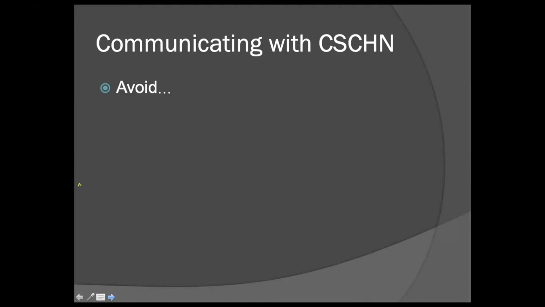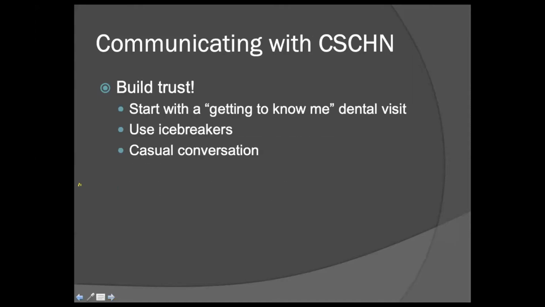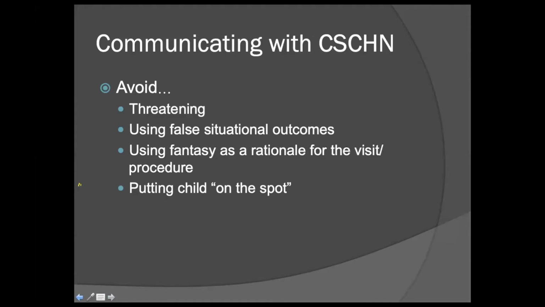Let's talk about what are the things you should avoid first when communicating with children with special needs. So avoid threatening. Okay? Pag hindi mo to ginawa, whatever. So pag hindi ka naupo dyan, ganito mangyayari. So hindi maganda yun, di ba? And number 2, using false situational outcomes. So ano ibig sabihin nito? If I don't clean your teeth, example lang ha, you will not eat cake anymore. Of course, di ba, you cannot guarantee that to the child, di ba?